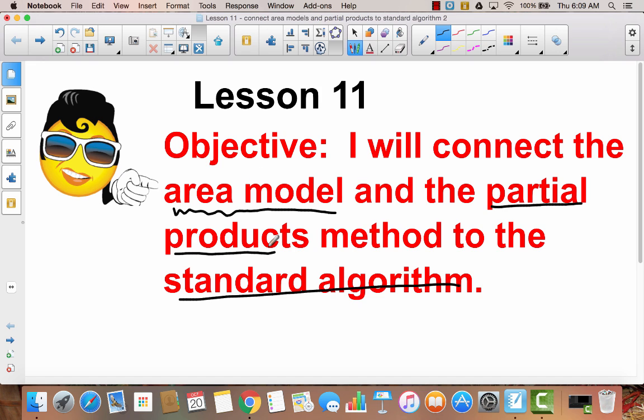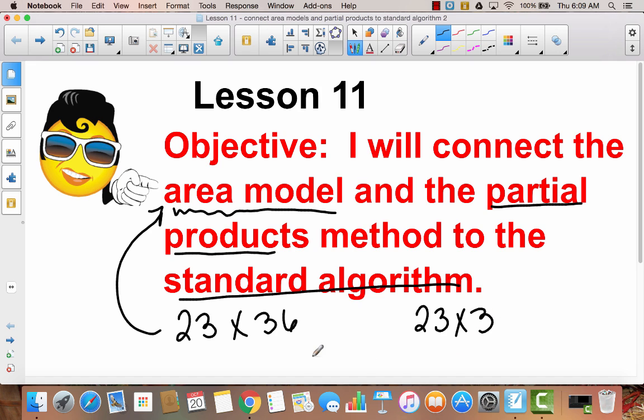And you might be thinking to yourself, why do I care about this other strategy when I've already learned standard algorithm? The reason why we're learning about this area model is because when we get ready to do 2-digit times 2-digit, we're going to use this area model to help us to understand. So right now we're starting with 2-digit times 1-digit so that when we get ready to add another digit, it's going to make more sense.